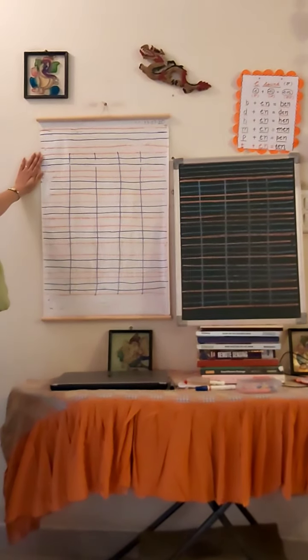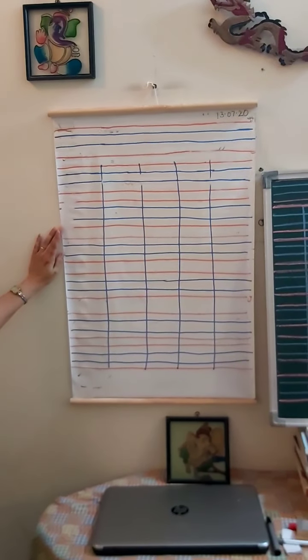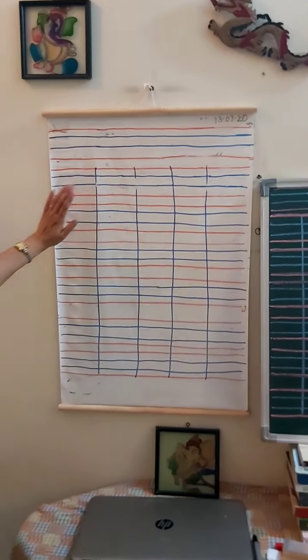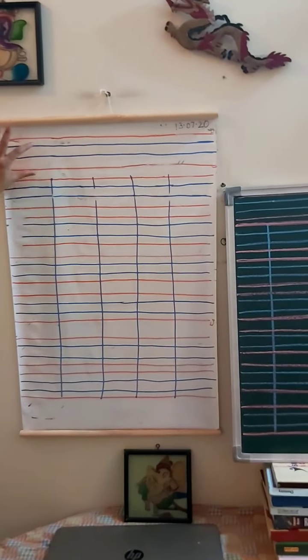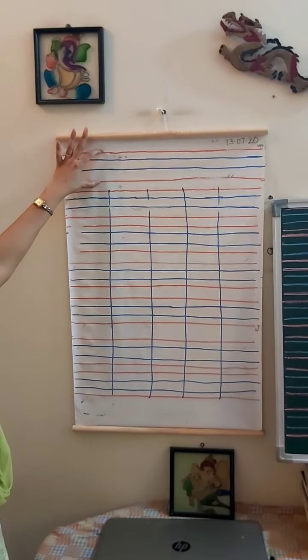See, this is like a page, like the page in your copy. First of all, what you will do, you will write down the date, and on the first 4 lines you will write down the heading.